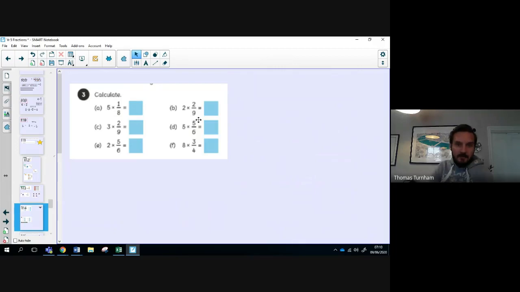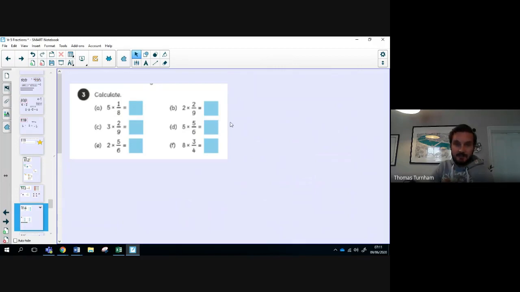5 times 5, that's 25. So my answer here is 25/6. 25/6, I've got to simplify it down. And I'm going to do that by using, let's have a think, what could I do? 25 and 6, odd numbers, so I'm not going to use necessarily halving. 25 is in the 5 times table, 6 isn't. So before I get myself in a pickle, let's put it into a mixed fraction, because that might make life simpler.